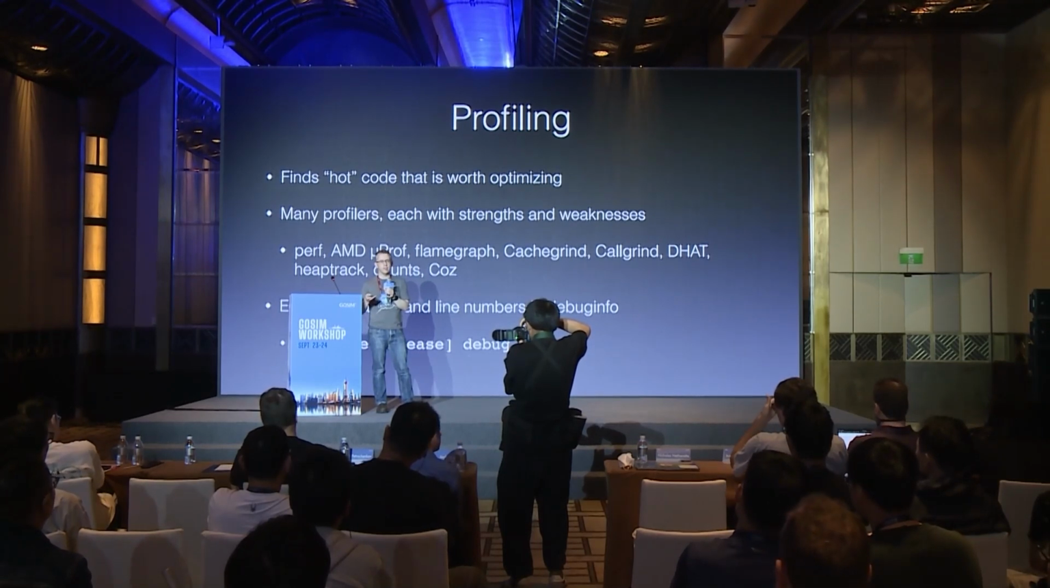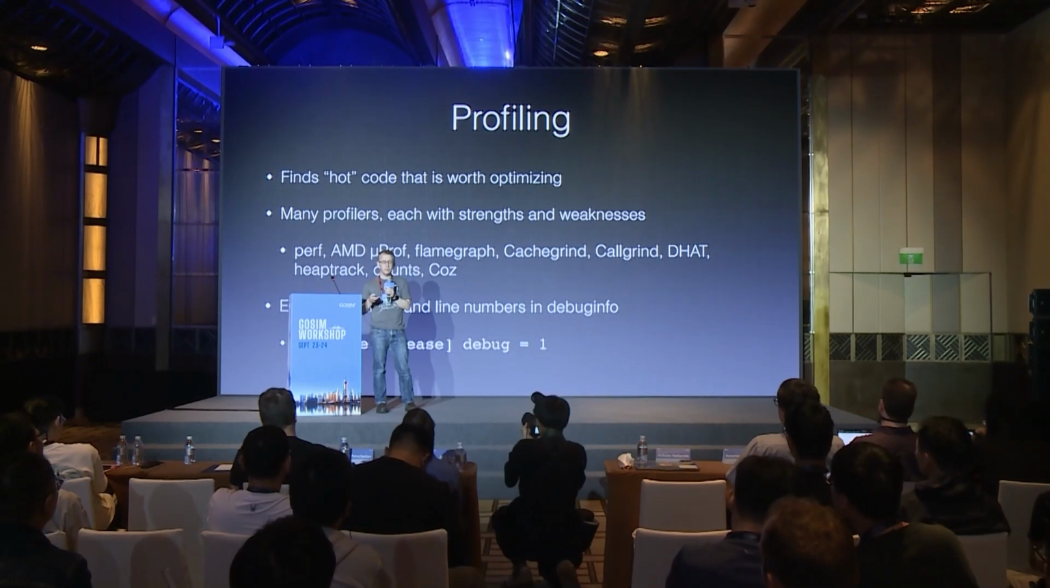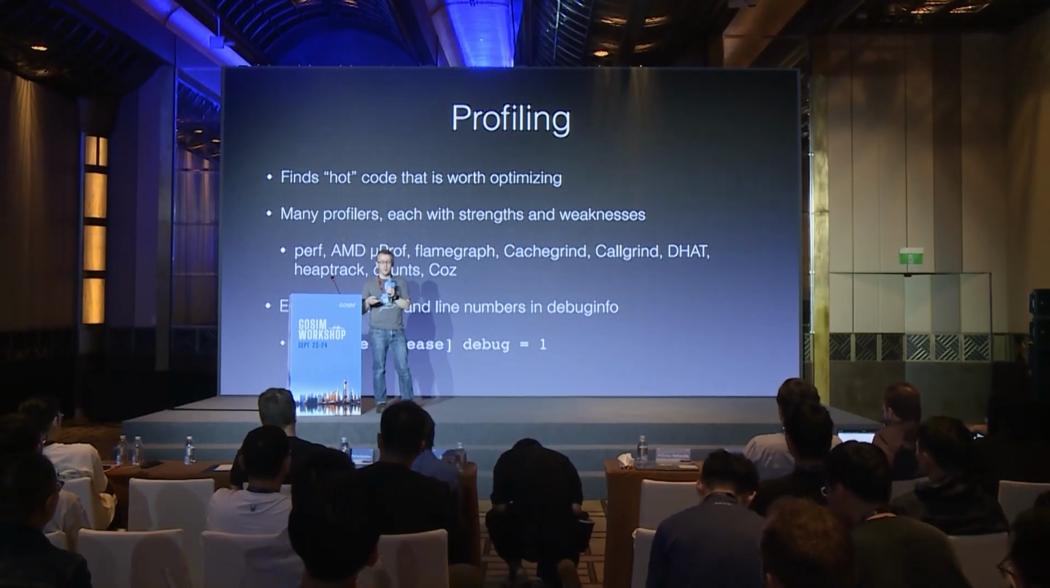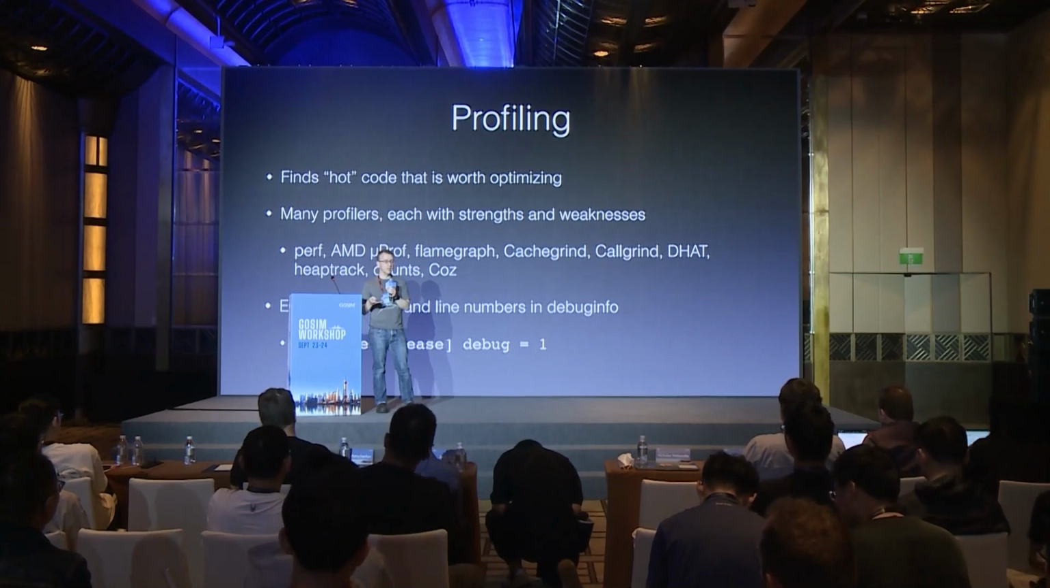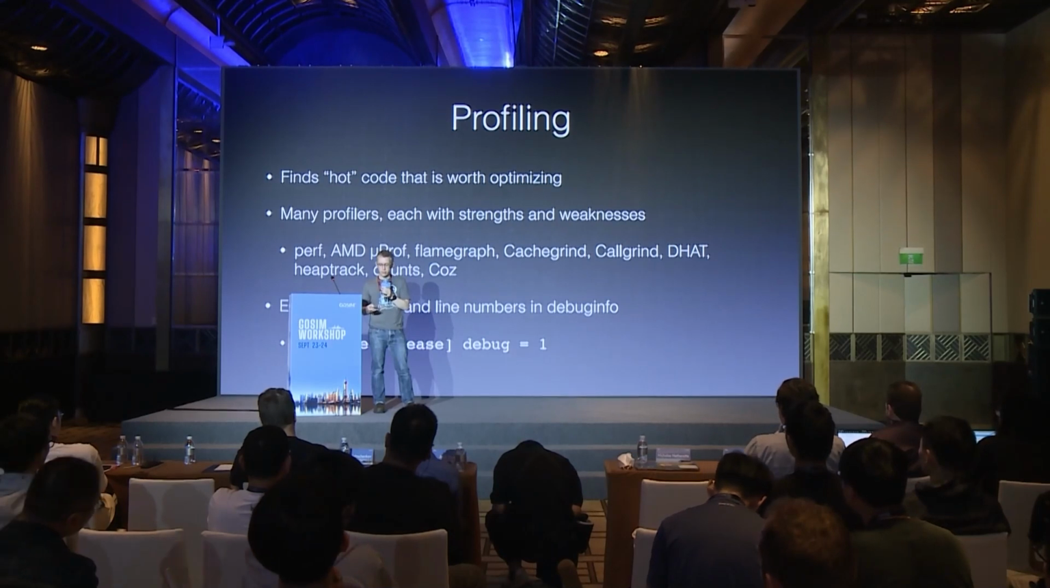And one very important thing to know about if you are going to use a profiler is in your cargo.toml file, you should set debug equals 1, and that will enable debug info. Without that, you won't get file names or line numbers in a lot of the profiling output. So that's a very important thing to turn on.